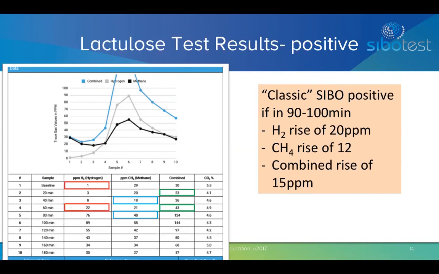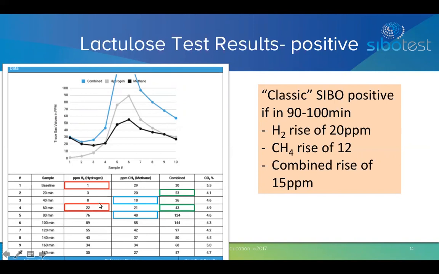So here we see hydrogen levels at 1 at baseline. If we want to see a rise of 20 parts per million by 100 minutes, which is sample number 6, we see this very clearly demonstrated at sample number 4, at 60 minutes. The gas levels go up to 22, so we see a rise of 21 parts per million. And in this case, it continues up to about 89 in that whole testing window.